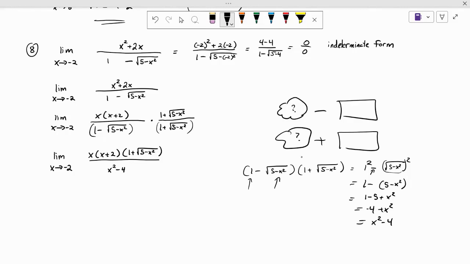So that's where I see students make mistakes. That's 1 minus this whole thing squared, but it's minus the whole thing, so it's minus everything inside.